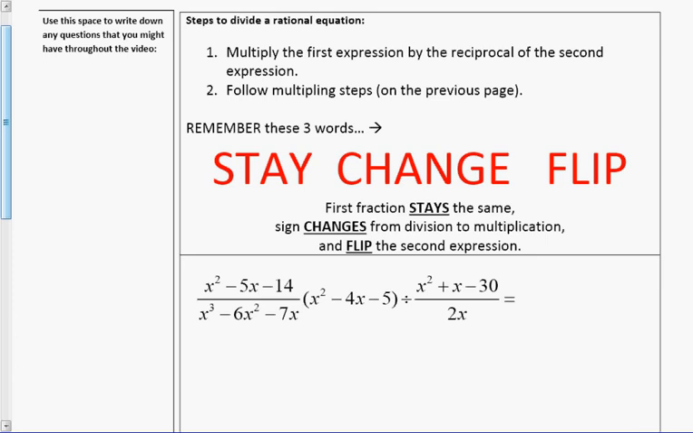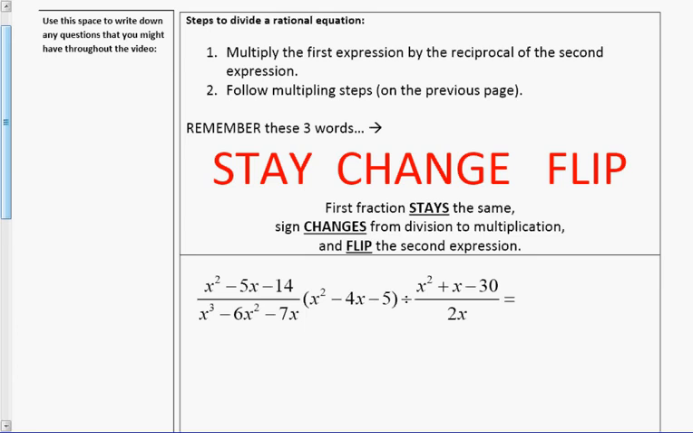All right, so let's move on to dividing rational equations, okay? So 2 steps. Multiply the first expression by the reciprocal of the second, and then follow the multiplying steps. And I think I missed a y in there, so sorry, which is on the previous page.